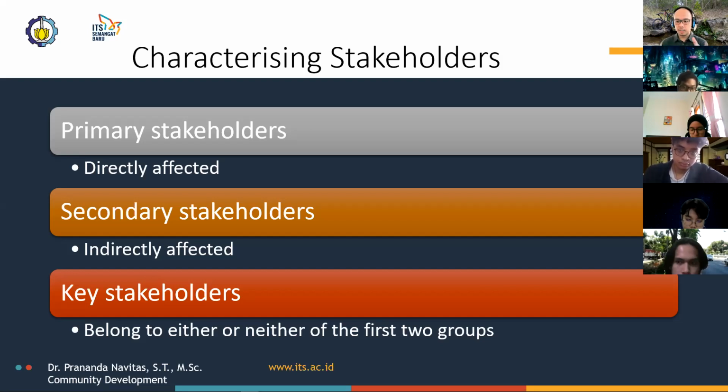Other examples of key stakeholders might be funders or financiers, elected or appointed government officials, heads of business or clergy, and other community figures who wield or carry with them a significant amount of influence, if that makes sense.